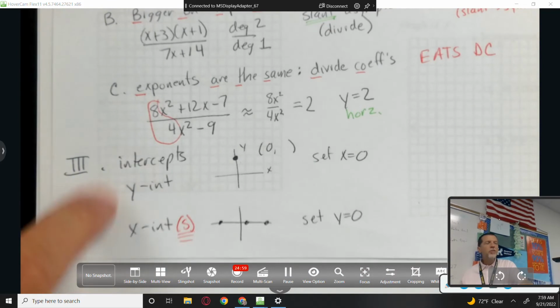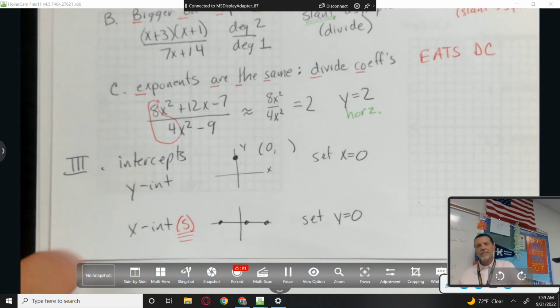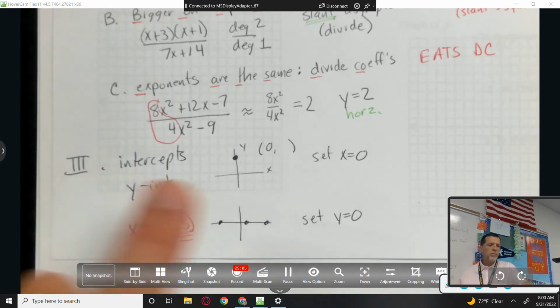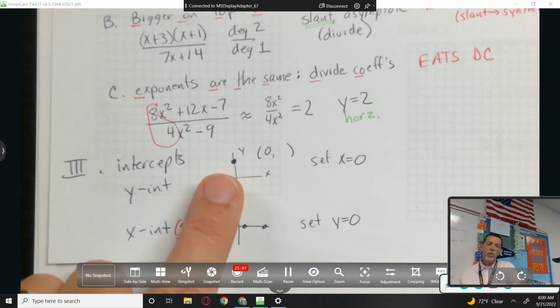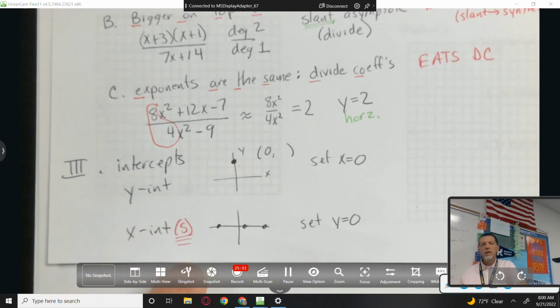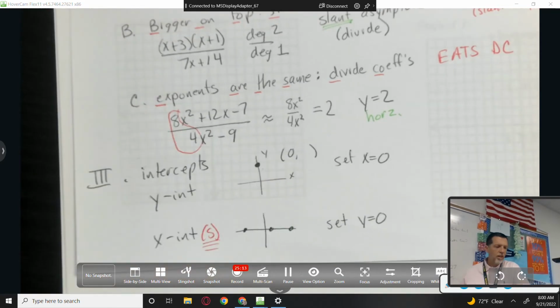So those two things you've done before, that's like 7th, 8th grade stuff. It's just you haven't used it in a while. Y-intercept, set x equal to 0. You won't have more than one. You might not have any, but you definitely won't have more than one. X-intercepts, you could have any number.